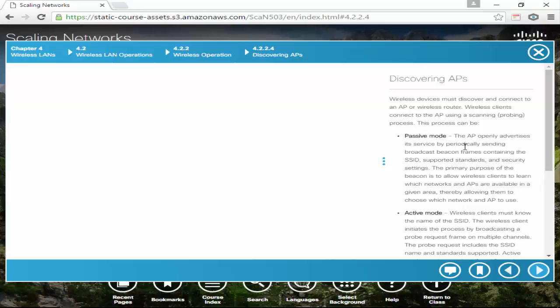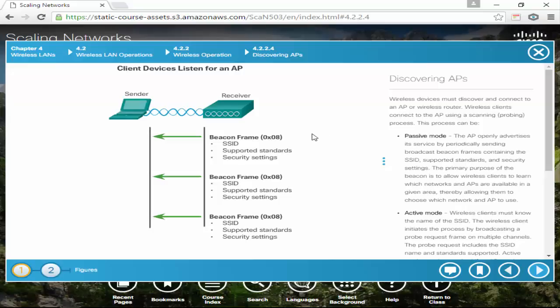Alright, so passive and active, as with all, it's never going to make sense. So, passive. Now, for me, I would think this was active. Passive: the access point openly advertises its service by periodically sending broadcast beacon frames containing the SSID, supported standards, and security settings. The primary purpose of the beacon is to allow wireless clients to learn which networks and APs are available in the given area, thereby allowing them to choose which network and AP to use. Okay, so passive means it's actively doing this stuff, right?